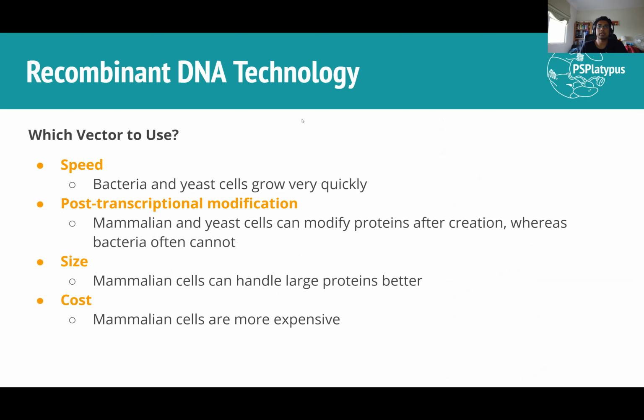Okay, so there are a few different vectors, like I said. Sorry, this shouldn't say which vector to use. It should be which host cell to use. I'll fix that after this. But we can optimize for different things. So bacteria and yeast cells, they grow very quickly. They produce proteins very quickly. So if we want to make things fast, then we're going to use bacterial and yeast cells.